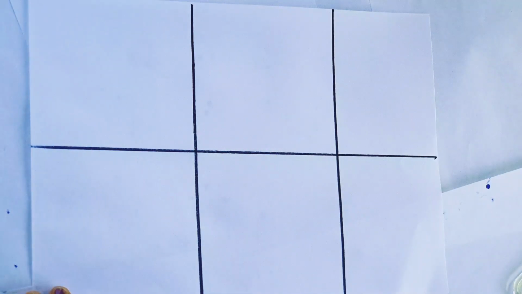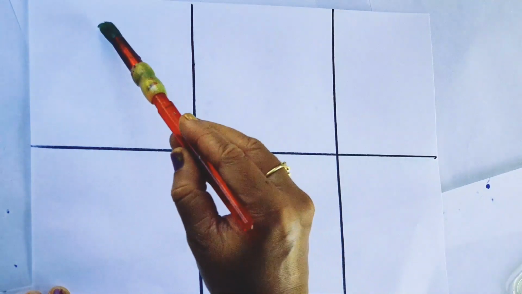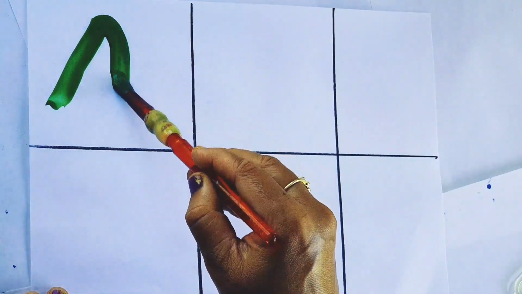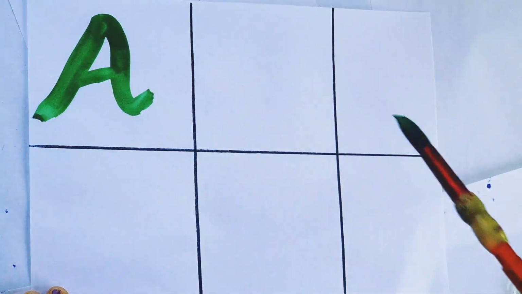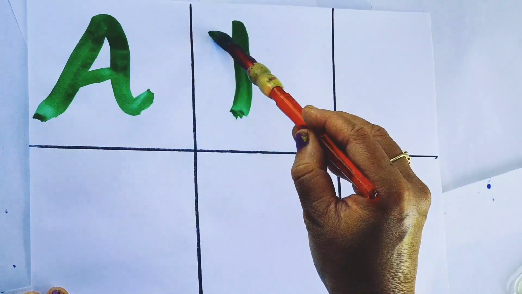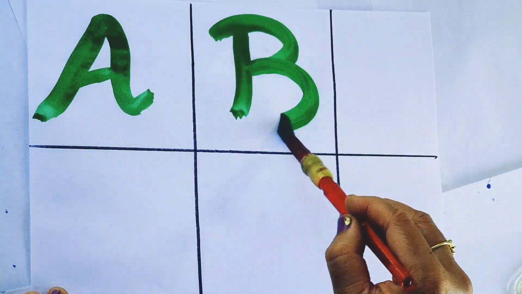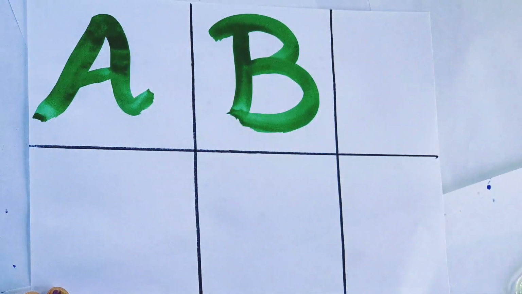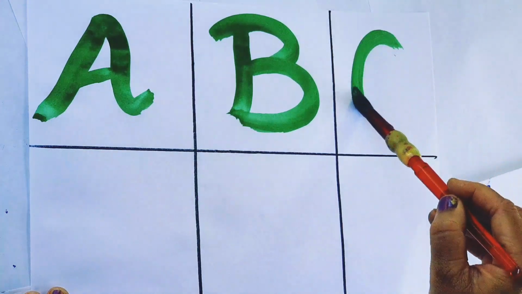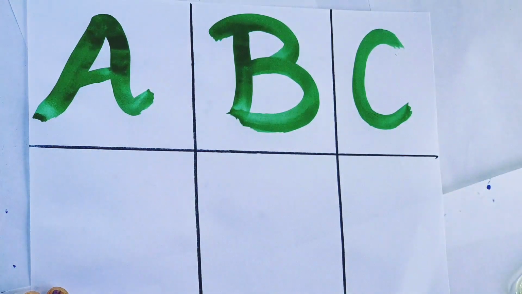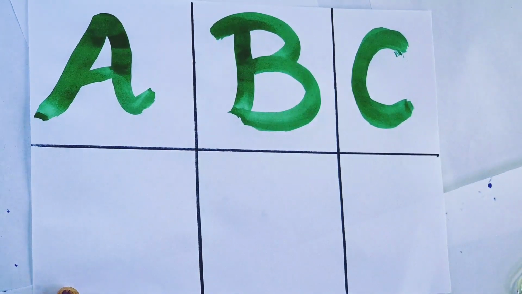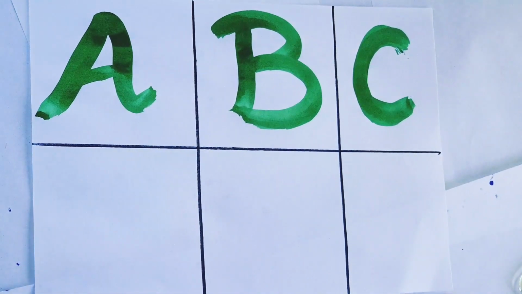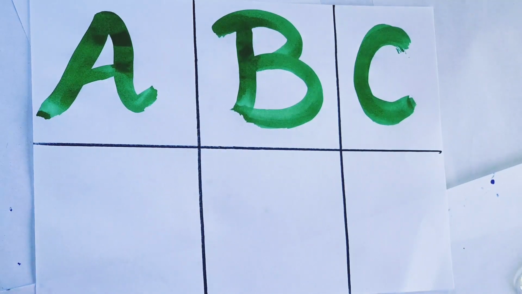So today we learn A for apple, green color, A for apple. B for ball, C for cat, C for cat. So kids, now we draw A for apple.